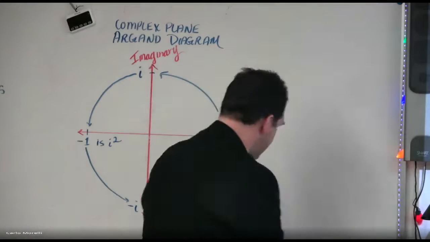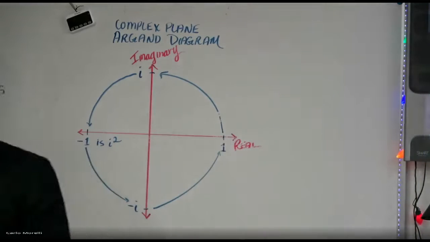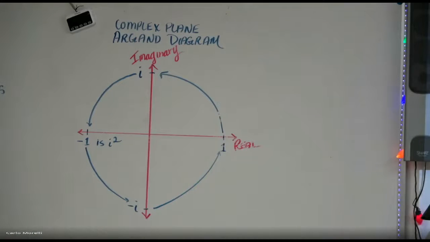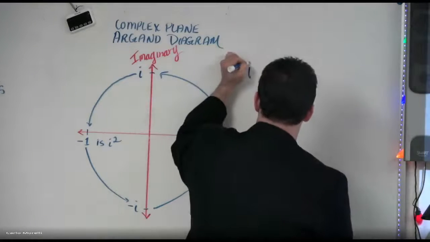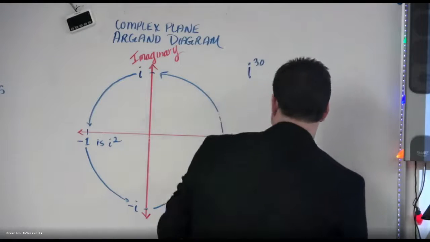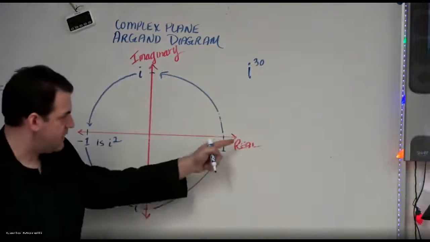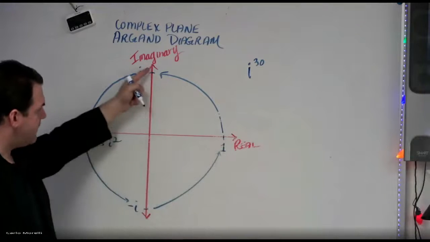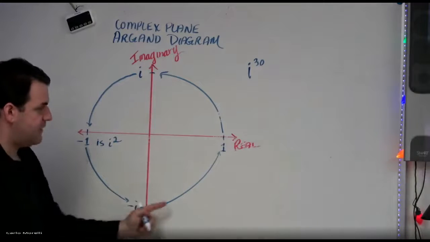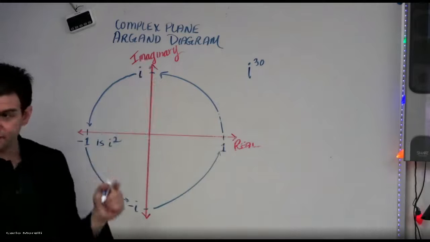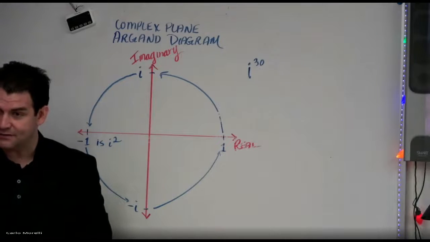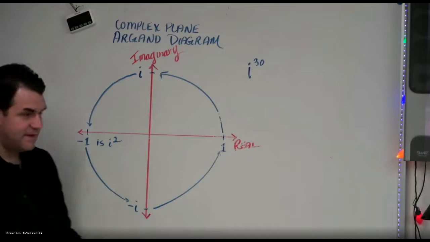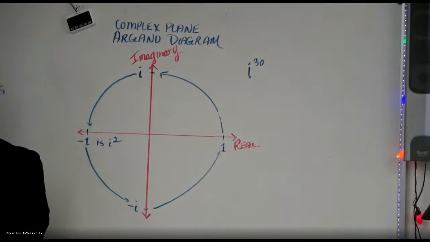Somebody give me a number between 25 and 100. 30. Perfect. So let's find out what i to the 30th power is. Now, we could start here and go i to the first, i to the second, i to the third, i to the fourth, i to the fifth. You could do that, and that would get you the correct answer, right? But it takes a long time. Just remember what I said. Every 4th turn, you're back to 1.